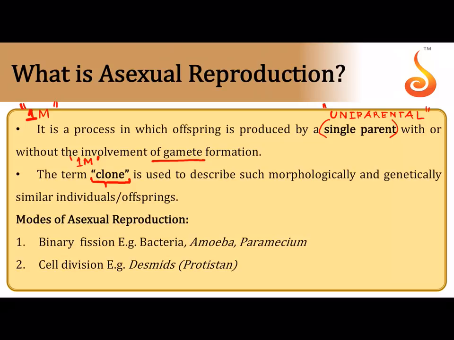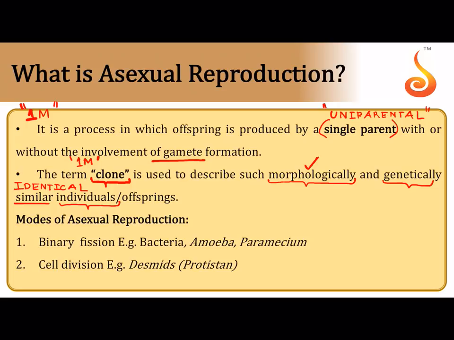A clone is a term used to describe morphologically, meaning appearance. Morphology is external features. So it is used to describe morphologically and genetically similar individuals or offsprings. I would say we'd rather use the word identical here. They are identical. They are alike. How are they alike? Not only in their appearance but also in their genetic material. This is because they are all derived from a single parent, the same mother organism.